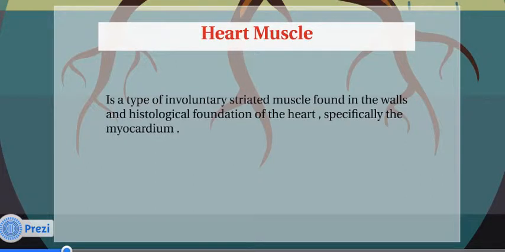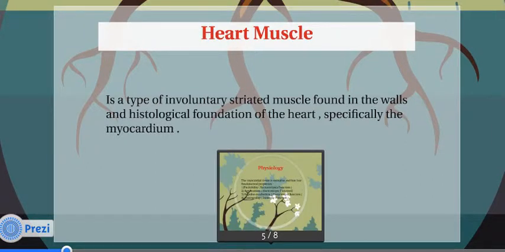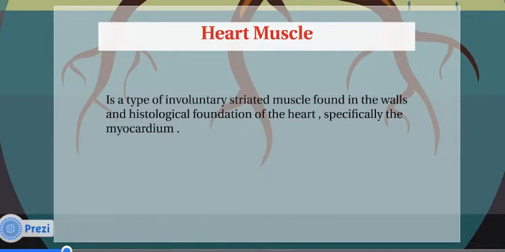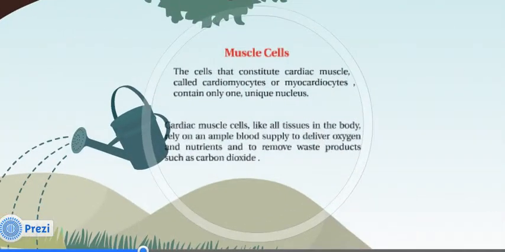Heart muscle is a type of involuntary striated muscle found in the wall and histological foundation of the heart, specifically the myocardium. Muscle cells. The cells that constitute the cardiac muscle, called cardiomyocytes or myocardiocytes, contain only one unique nucleus. Cardiac muscle cells, like all tissues in the body, rely on an ample blood supply to deliver oxygen and nutrients and to remove waste products such as carbon dioxide.